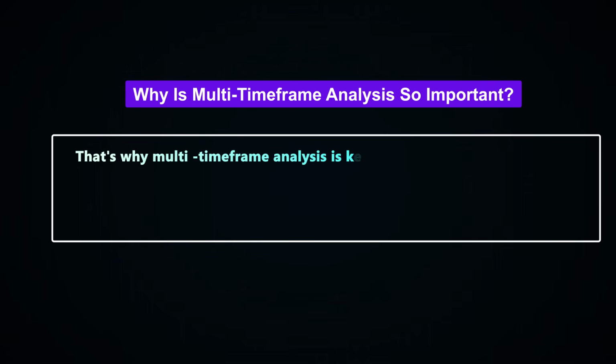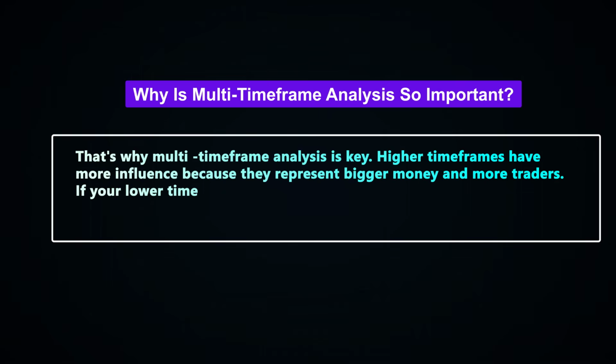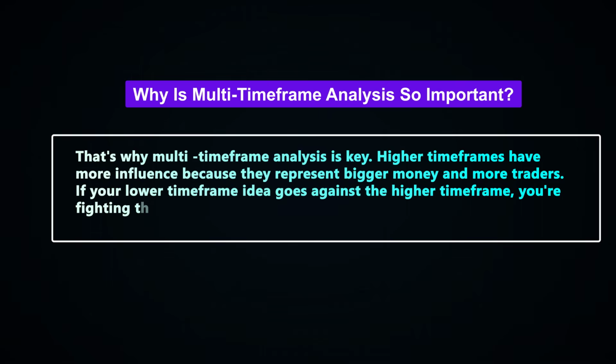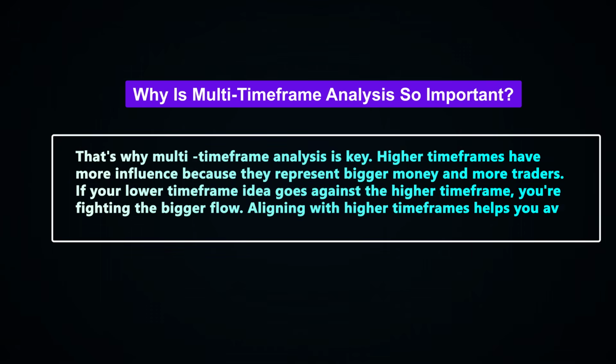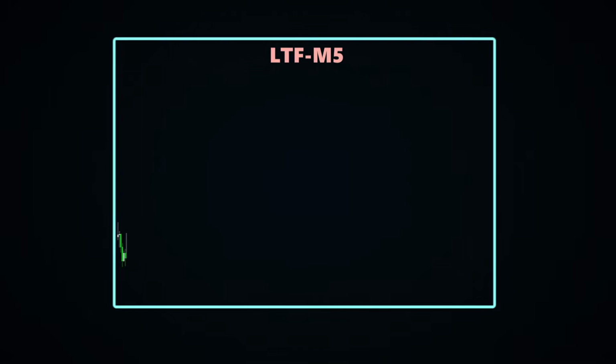Higher time frames have more influence because they represent bigger money and more traders. If your lower time frame idea goes against the higher time frame, you're fighting the bigger flow. Aligning with higher time frames helps you avoid false signals, reduce losses, and stay on the right side of the move. Alright, let's break this down on a real chart.